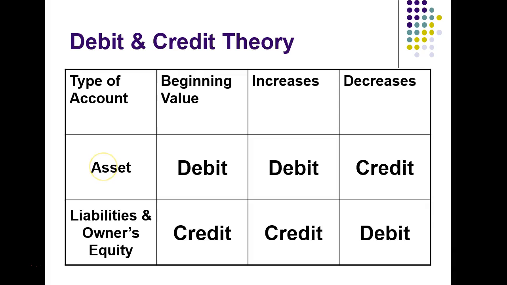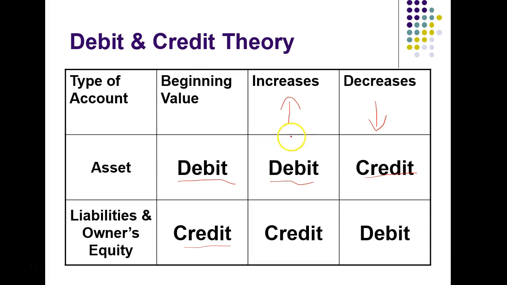So this is important. For assets, the beginning value is always a debit. Okay, the opening value of assets is always a debit. And when we want to increase the account, we're going to debit the asset account. And when we want to decrease the account, we're going to credit the asset account. For liabilities and owner's equity, it is opposite. So the opening balance for liabilities and owner's equity, which we already learned, is that it has a credit balance.